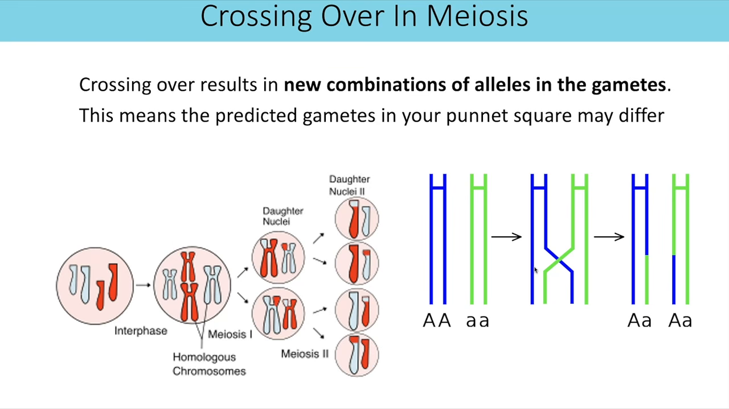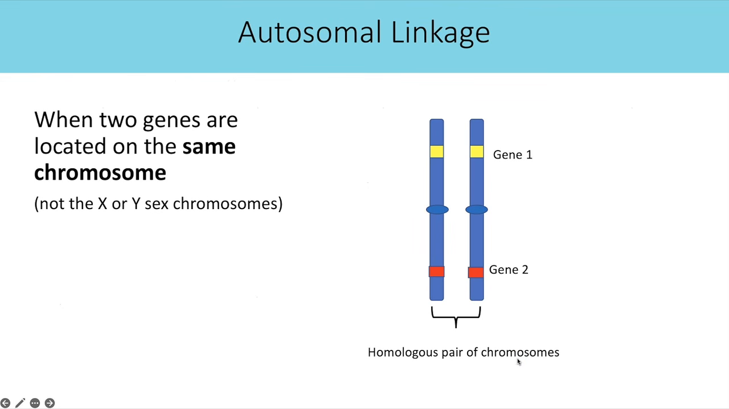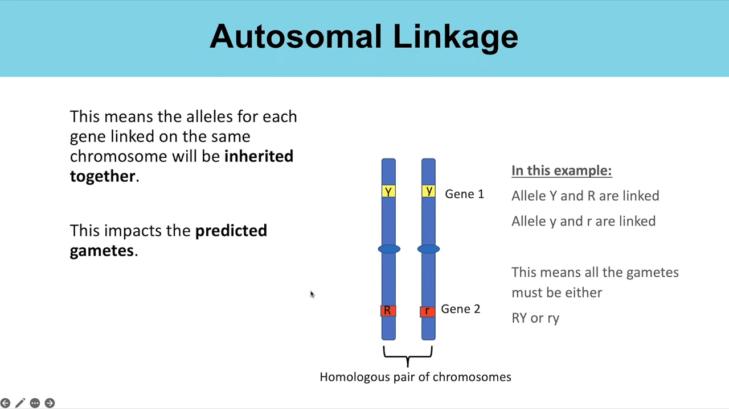And this links back to what we said right at the start of the video. Crossing over introduces new possible combinations of alleles in the gametes, and therefore we don't get what we expected from our Punnett square. I'm going to come back to that concept once we've gone through autosomal linkage. And we said autosomal linkage is when two different genes are on the same non-sex chromosome. So we can see here a homologous pair of chromosomes, gene 1 and gene 2 are on the same chromosome. So they are linked autosomally.